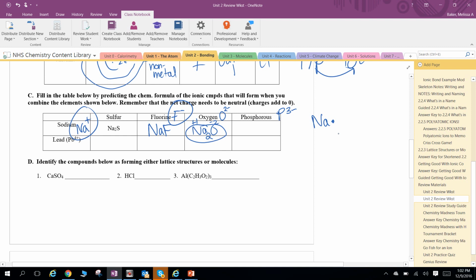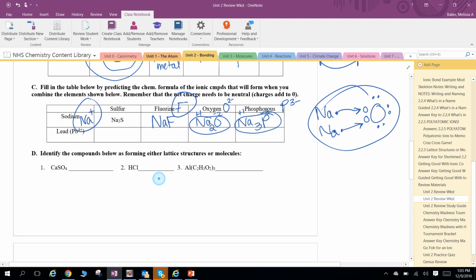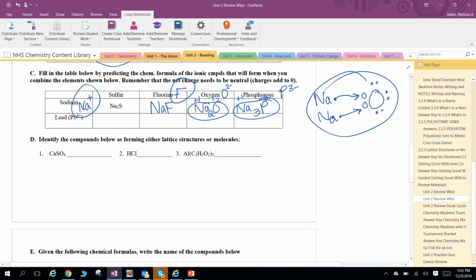That's because sodium has 1 valence electron. Oxygen has 6 valence electrons, and it really wants to gain 2 more. So 1 sodium isn't enough to make it happy. You need 2 sodiums to make that have a neutral charge overall. In a similar fashion, phosphorus would like to gain 3. So you need 3 sodiums to make an ionic compound with phosphorus.